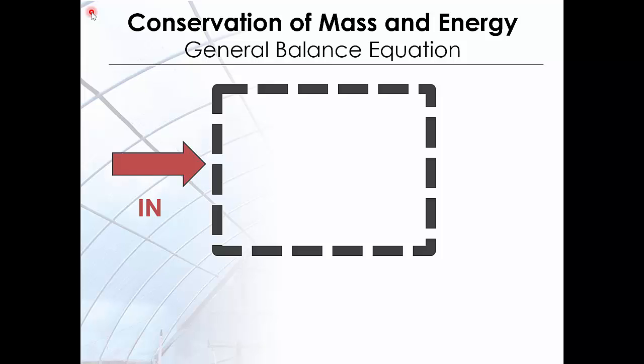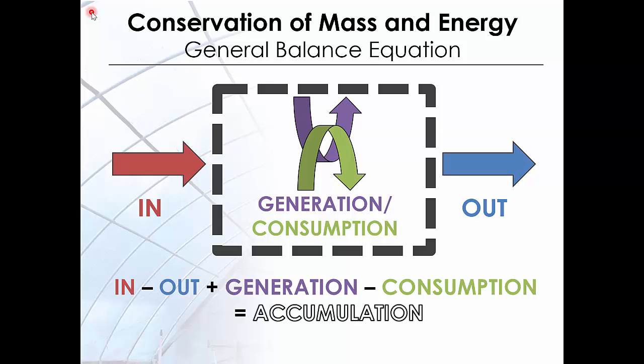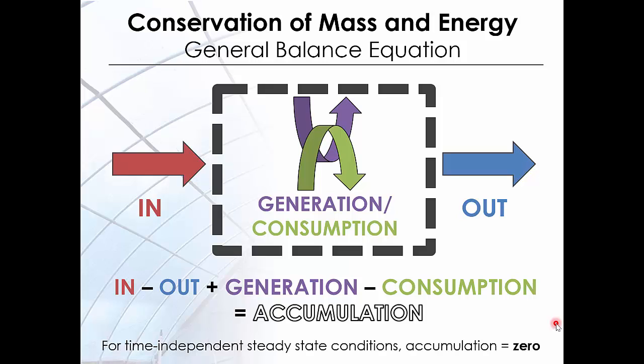We can consider energy input to the system, energy output from the system, and we can consider energy generation and consumption in the system. Then the energy balance equation is summarized as input minus output plus generation minus consumption, and that equals accumulation. In the case of steady state, where variables are no longer time dependent, the accumulation will equal 0.